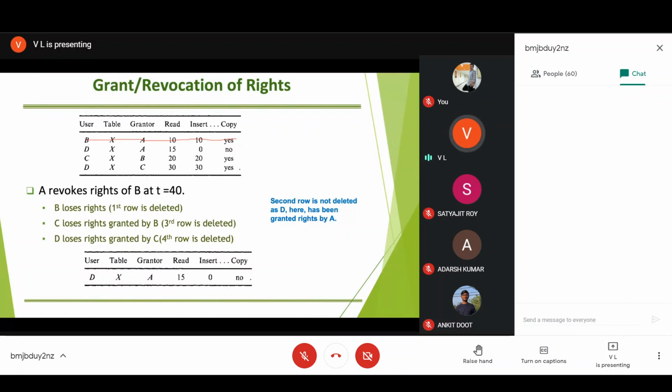But after time T equal to 10, B had granted its right. There's a table and T in which B has granted its right to C. So naturally C should also go. This table should also go. And now C has given it to D, so this should also go. So ultimately the only thing that remains is that A has transferred right to user D at time 15, and now the insert right for D has also been revoked.